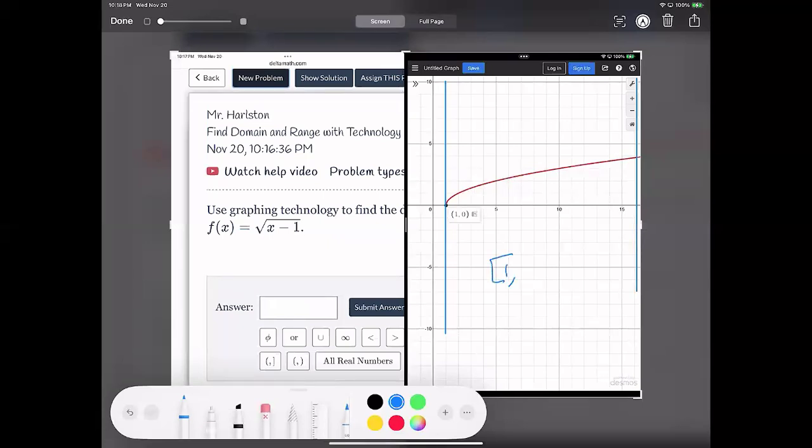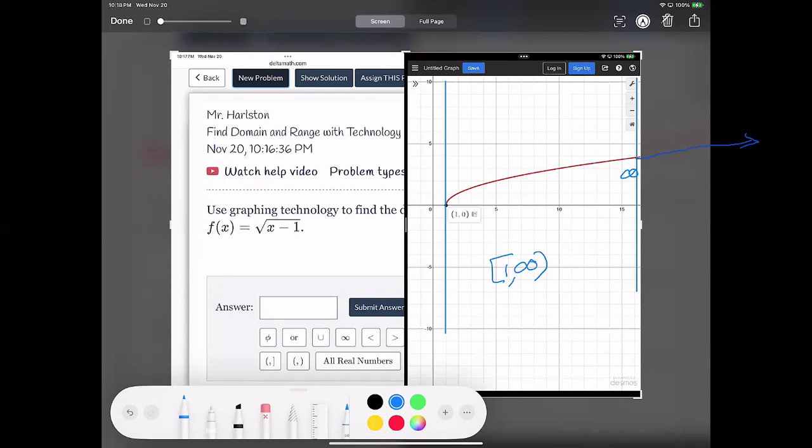And now, even though it ends here on the calculator screen, you should know that it actually is going off the screen and it continues to go forever to the right. So that means this would be a positive infinity. That's what you write. And that's going to be our answer. It's going to start at 1 with a bracket. That's the left part of the graph. And we're going to go all the way to the right to infinity, to positive infinity.